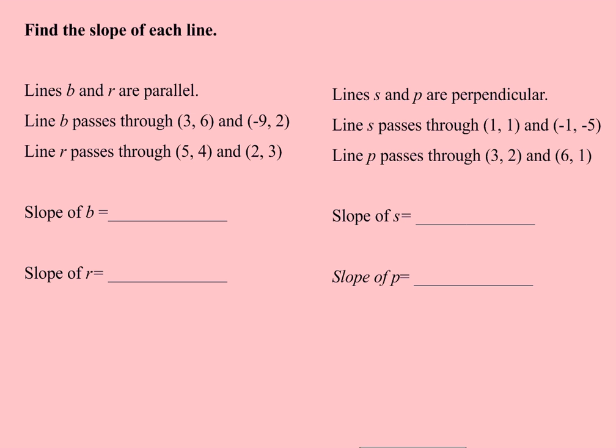So let's take a look. Lines B and R are parallel. B passes through (3, 6) and (-9, 2). R passes through (5, 4) and (2, 3). Let's look at the slopes of these two lines.